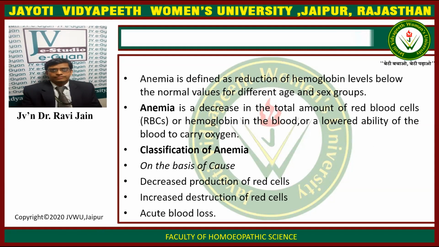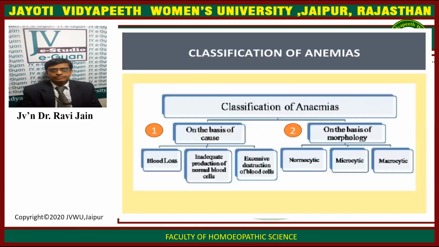Anemia can be classified in different ways. On the basis of cause, it can be classified as decreased production of red blood cells, increased destruction of red blood cells, and acute blood loss. So three conditions: decreased production, increased destruction, and acute blood loss. You can see the classification in this picture.